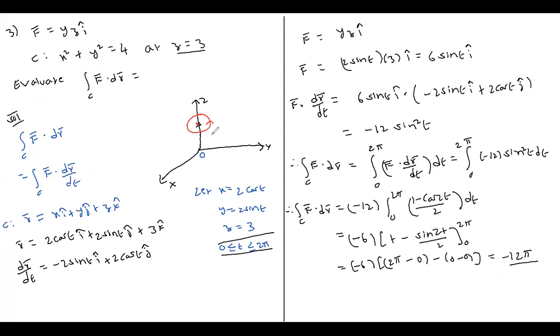So my suggestion is, whenever you are given a space curve, I suggest you apply this formula. What is that formula? Integral from t1 to t2 of f bar dot dr bar by dt. Apply that formula to evaluate the line integral over a space curve.